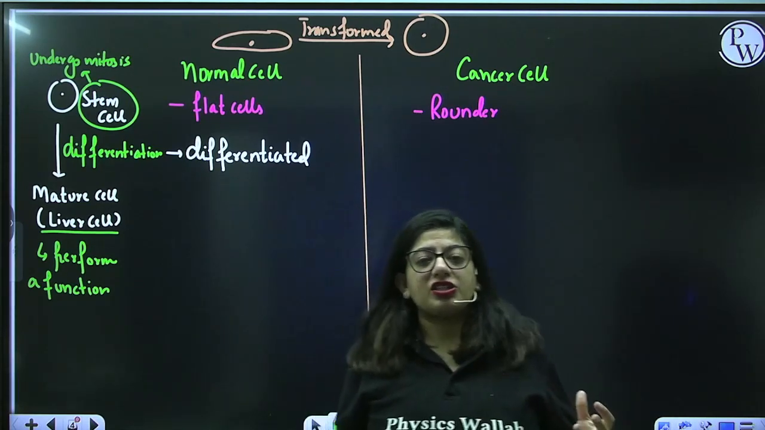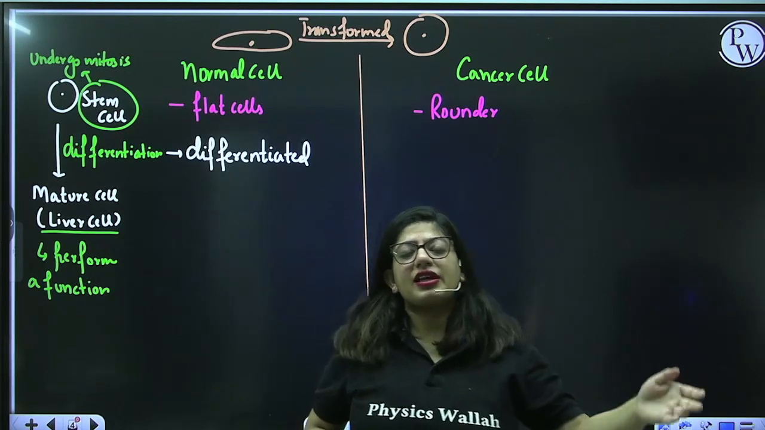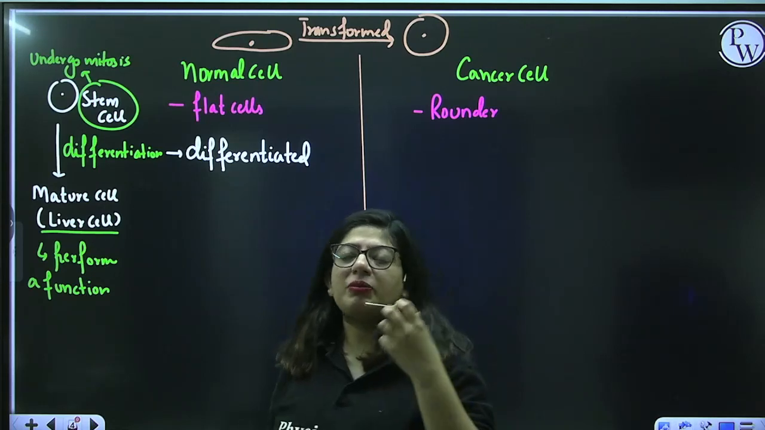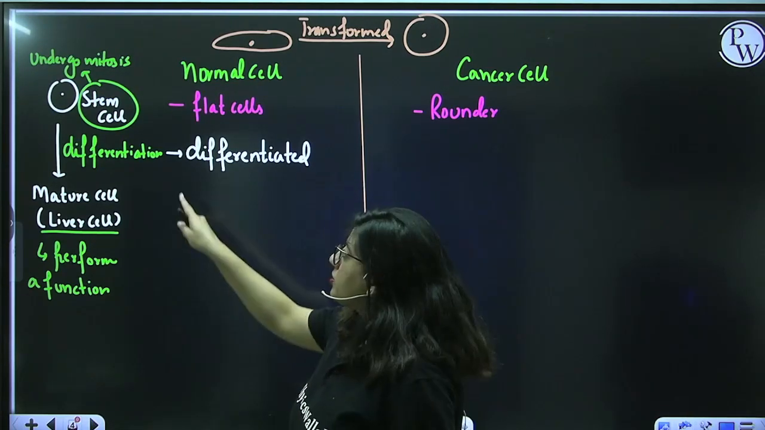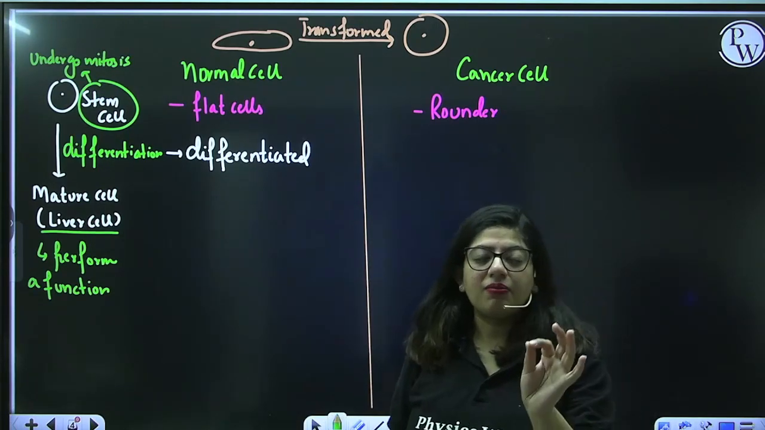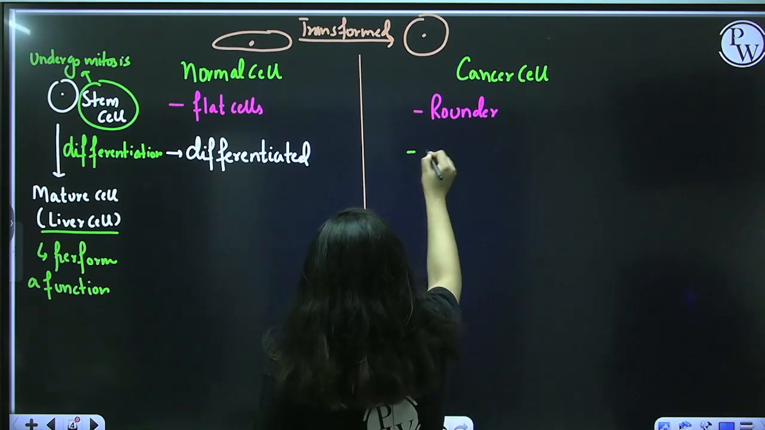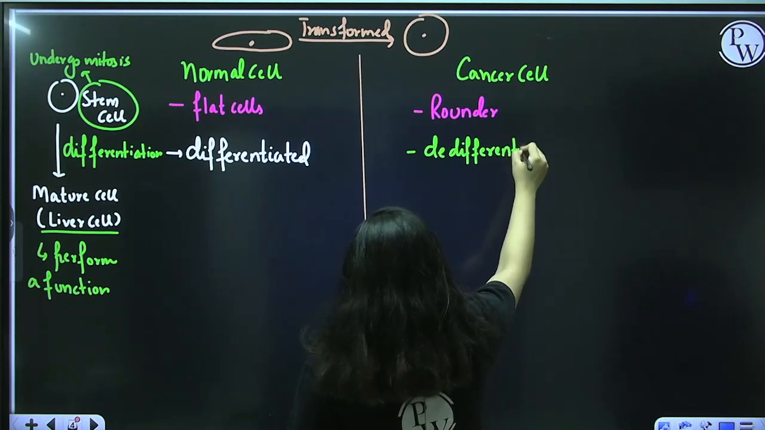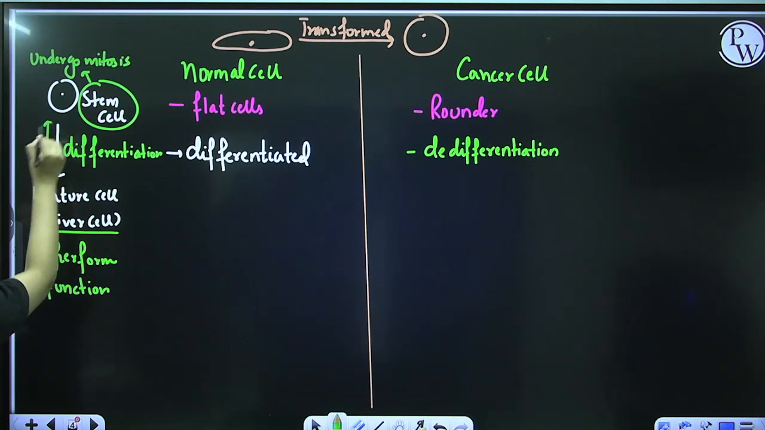So in the early stages, we have mesoderm, ectoderm, and endoderm. All these cells are like stem cells, and they can be converted into any kind of cell, maybe a cell of lung, maybe a cell of liver, maybe a cell of bone, by the process known as differentiation. Somehow, if the reverse takes place in your body, then the cell can again undergo division. What is the reverse? This is known as dedifferentiation.